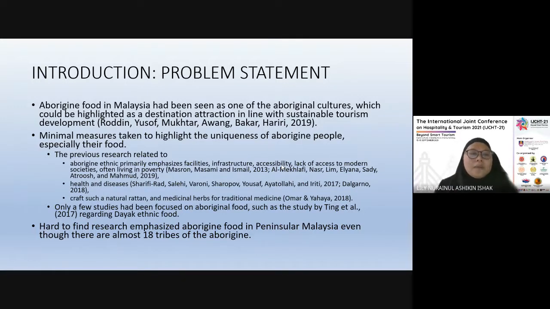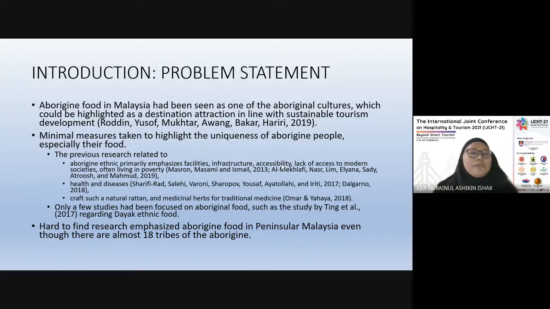However, minimal measures have been taken to highlight the uniqueness of Aboriginal people, especially their food. The previous research related to Aboriginal ethnic groups mostly emphasized facilities, infrastructure, accessibility, and lack of access to modern society, often living in poverty. These studies are by Masrur, Masami and Ismail in 2013, McAfee et al. in 2019. Other previous research relates to health and diseases, from Sharifi Rat et al. in 2017 and also Dalgano in 2018.